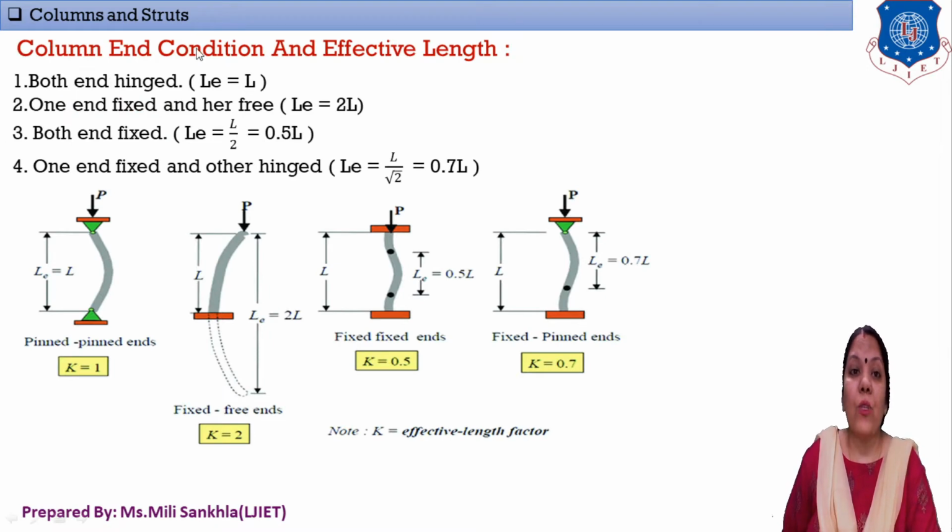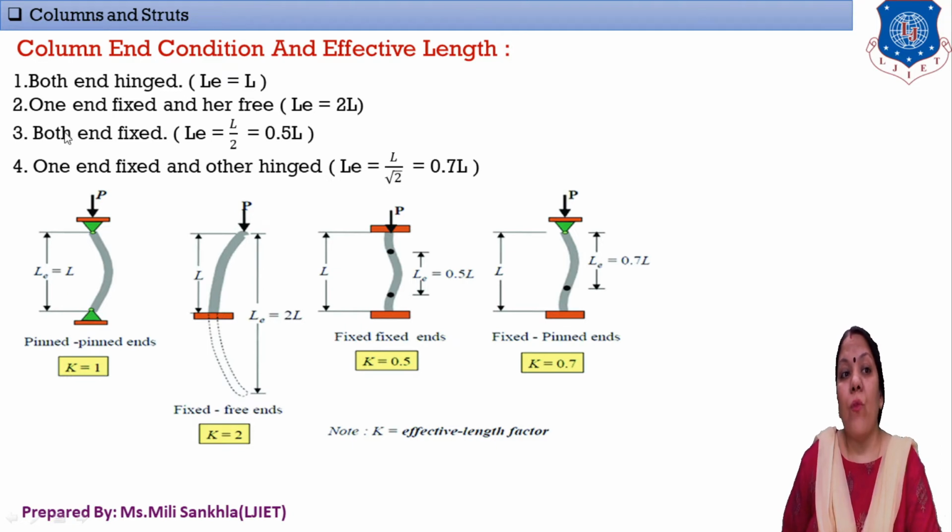Now most important, the column end condition according to its effective length, because this is the first step of solving examples of column and strut. Now, both ends are hinged. This is the first figure. Look at this. First end is hinged, then second end is hinged. If both ends of the column are hinged, in that condition effective length LE is equal to L, where L is the actual length of the column and LE is the effective length of the column. And this K is our effective length factor. K is equal to 1 and LE is equal to L.